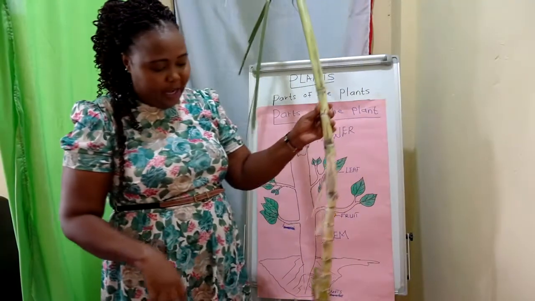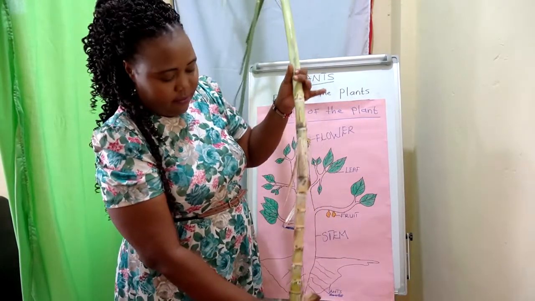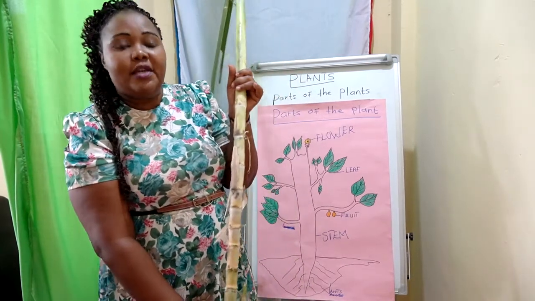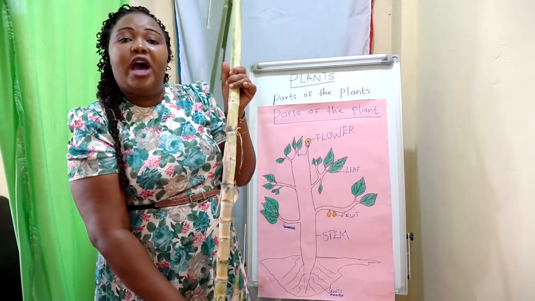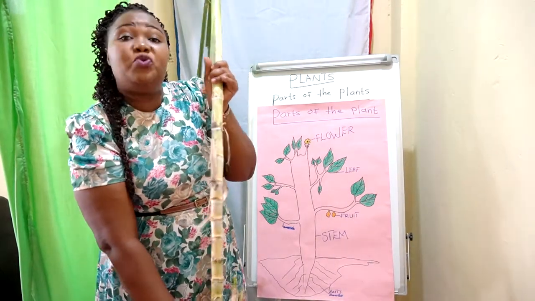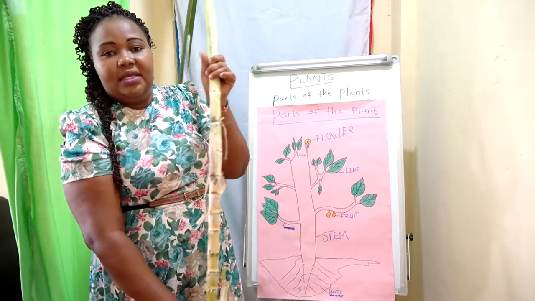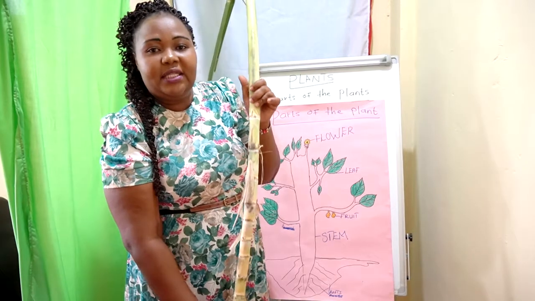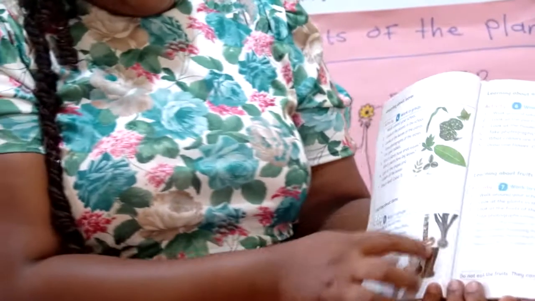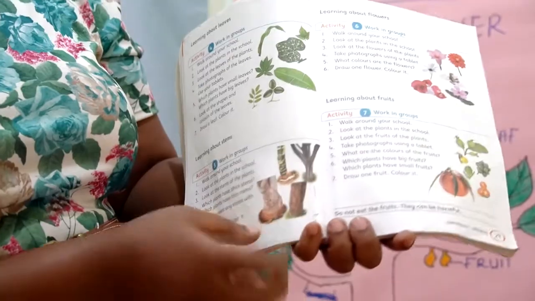This is a sugarcane plant. When you look at its stem, it's also thin, but we eat the stem of a sugarcane. When you're asked to name the plant whose stem we eat, think of a sugarcane. This is the plant that we can eat its stem. So you find that some stems here are thin and some are thick.